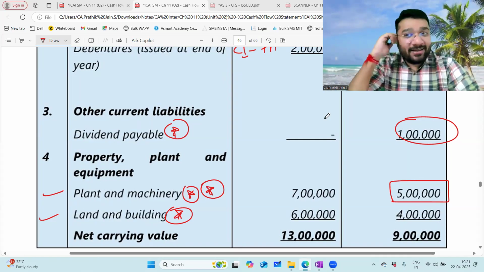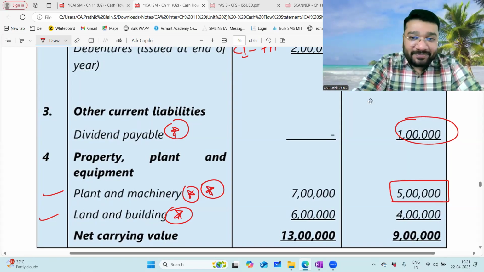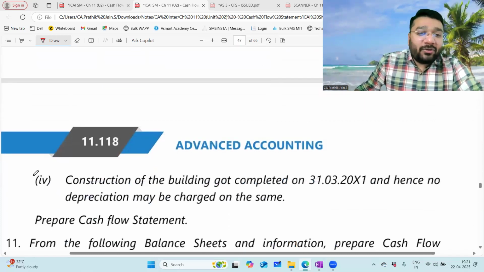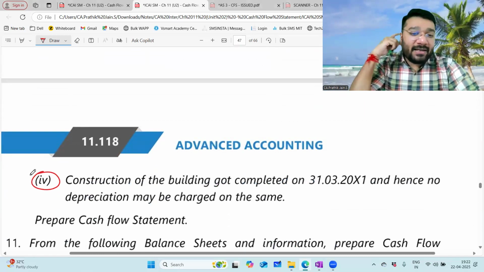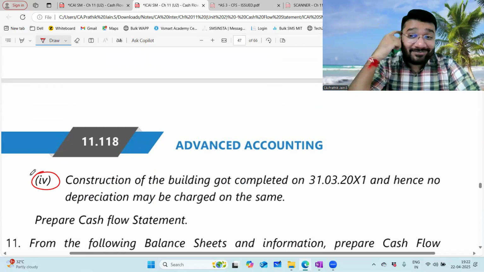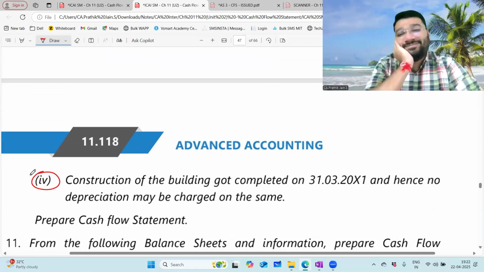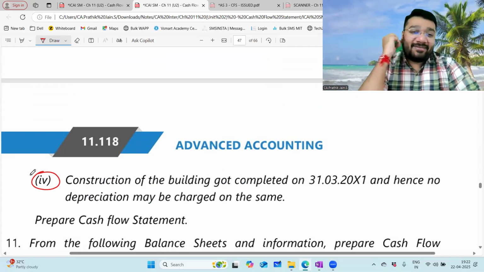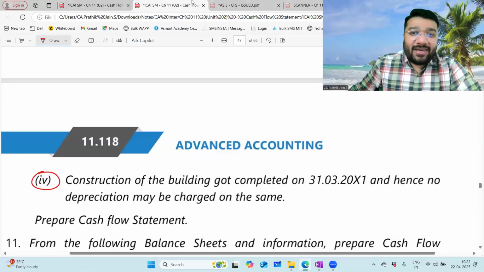I'll ask the one question I asked earlier. If you're answering that, well and good. I said one point related to point number 4: construction of the building got completed and hence no depreciation may be charged. What explanation did I give here? I gave an explanation at that time, which means Manisha is not listening to class. Okay.